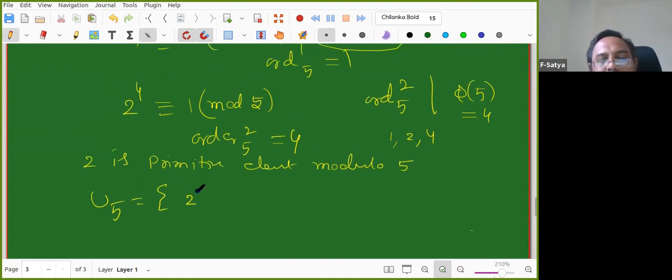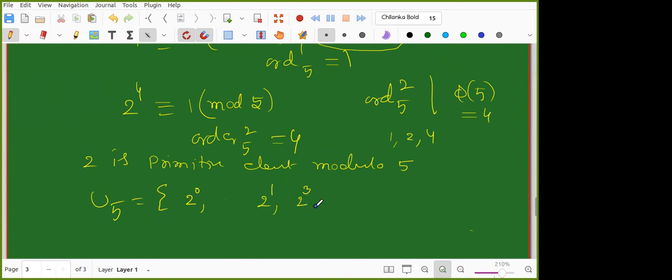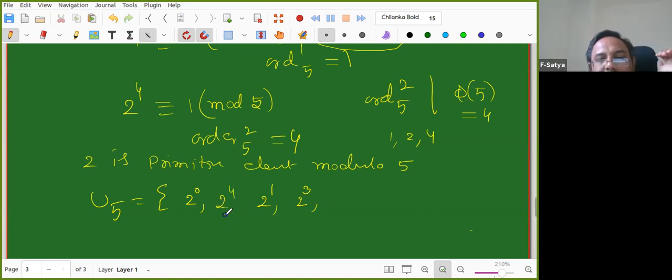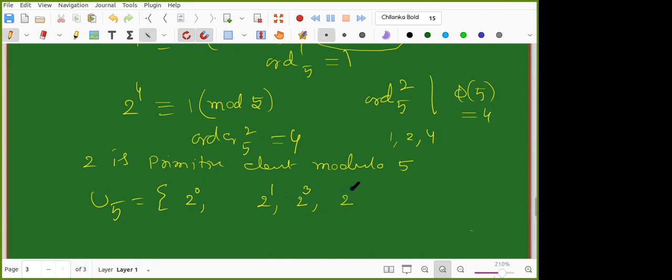Let us see. 2 power 0 is 1, correct? 2 power 1 is 2. So 2 also came. What is 2 power 3? 8, but modulo 5 I get 3. 2 power 4 is 16, that is 1, so that is also there. So one number is missing, 2 square. What is 2 square? 4.